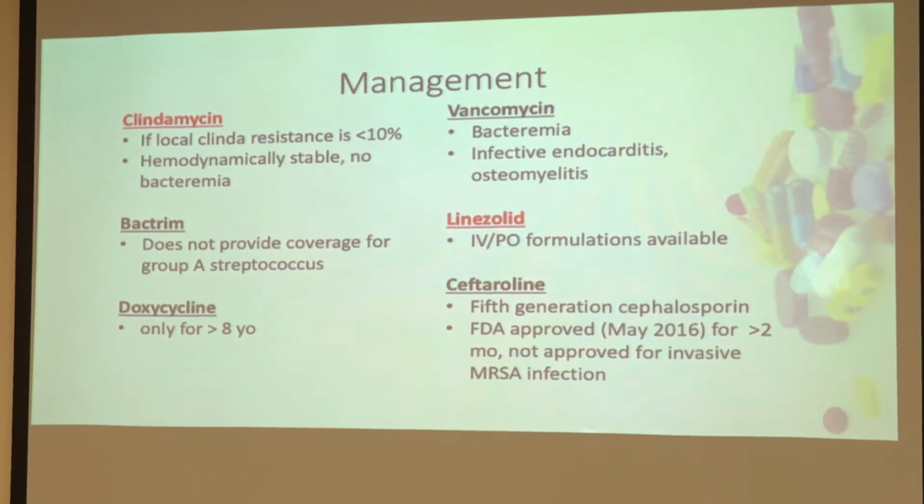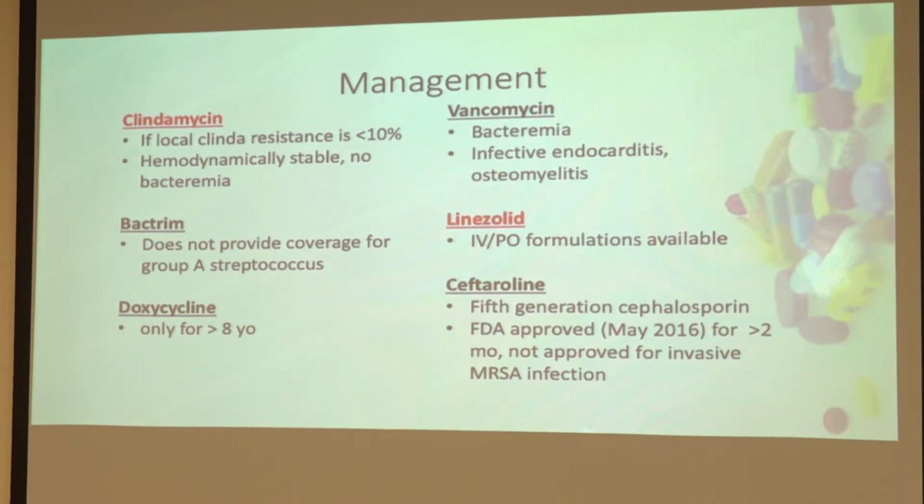The other option is using PO Bactrim. We have to remember, using PO Bactrim, you're losing the coverage for group A strep, which is also a very common organism for causing skin and soft tissue infections. The other available option against MRSA is doxycycline. Like other tetracyclines, it can be used only for those more than 8 years old. In less than 8, it can give you permanent teeth discoloration.